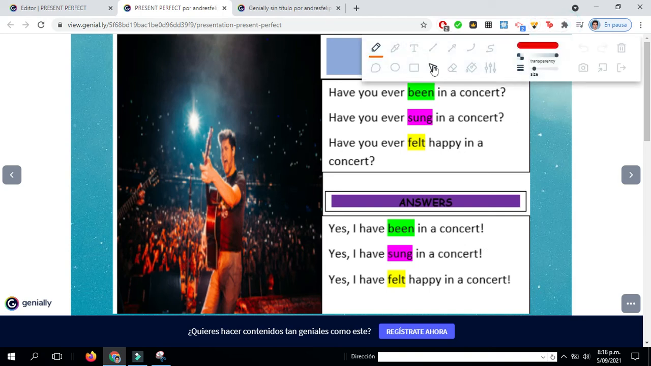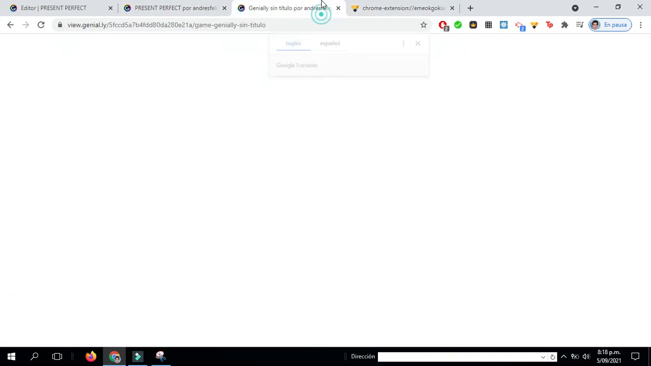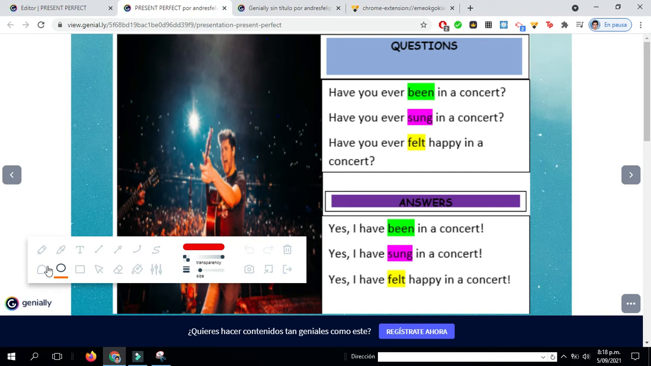In these questions, if you notice, the two important aspects that I told you before appear. In the questions, I have the auxiliary have, and I have the verbs conjugated in past participle. Been is the past participle of the verb be. Sung, the past participle of the verb sing, that is cantar, and felt, the past participle of the verb feel, that is sentir. In questions and in answers, I use the past participle form of these verbs.